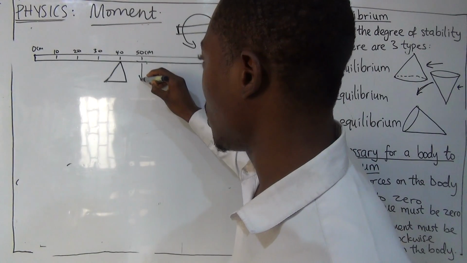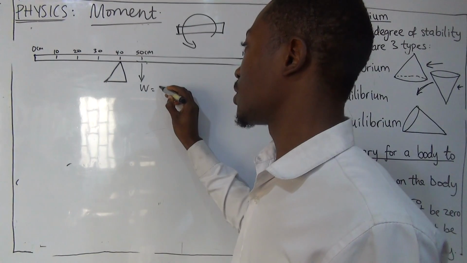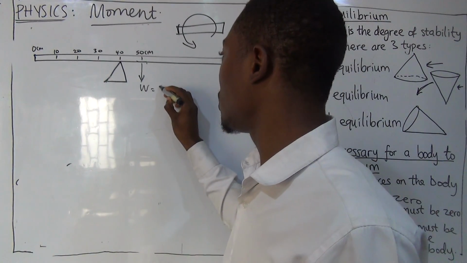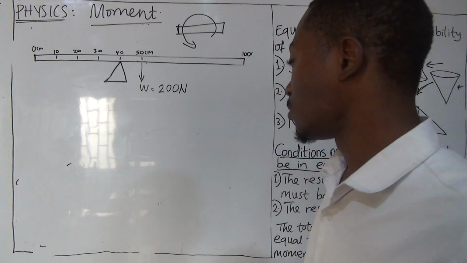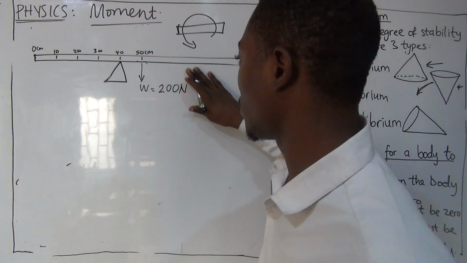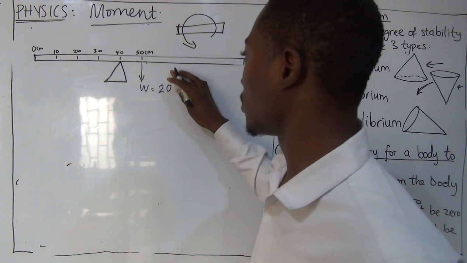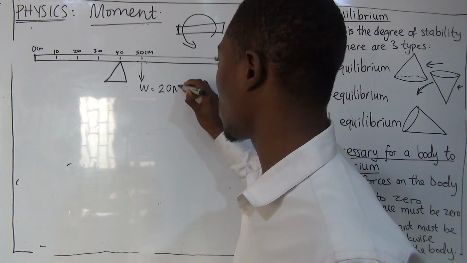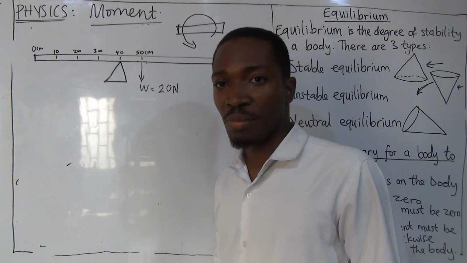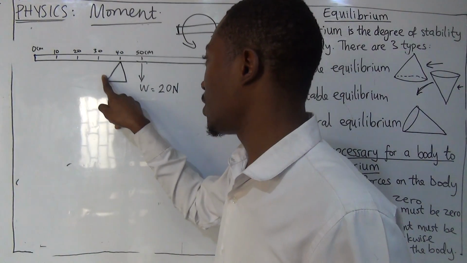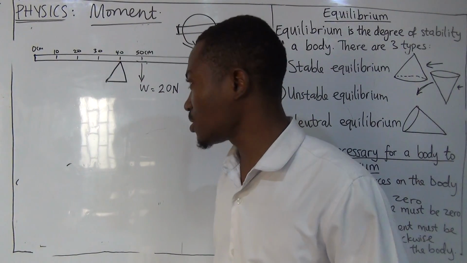Let us assume the weight of this metal roll is 200 Newton. Sorry, that's unreasonable. Let us just assume the weight of the metal roll is 20 Newton. What does that mean? Now that the knife edge is not at the center of gravity, there's a resultant moment. What is the resultant moment?